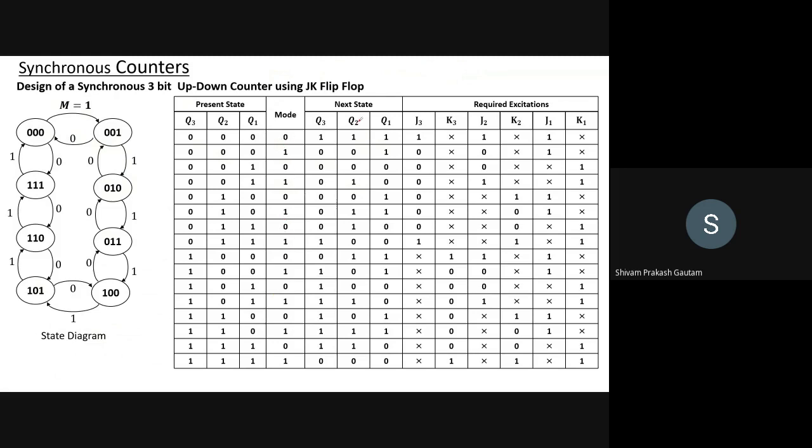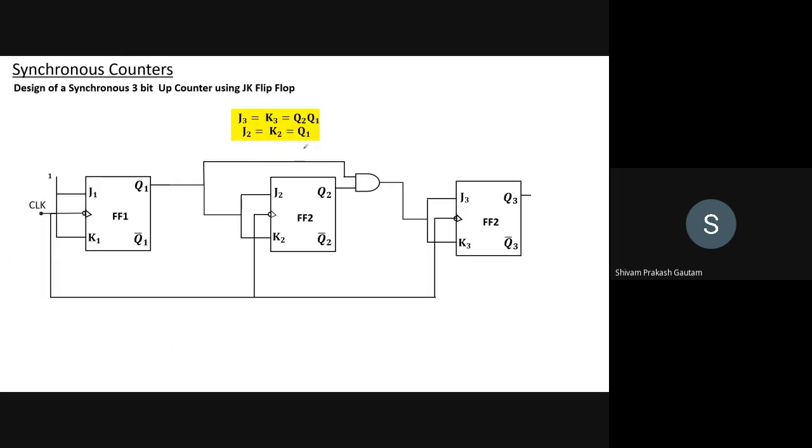And once you fill all this, that is present state, mode, and next state, the required excitations for the 3 flip-flops follow. Because we are having 3 flip-flops, we will be having 3 excitations, where J3 and K3 are represented by MSB, and J1 and K1 are representing the LSB flip-flop. So just see, when past state is 0 and future state is 1, what can be the possible values of J and K?